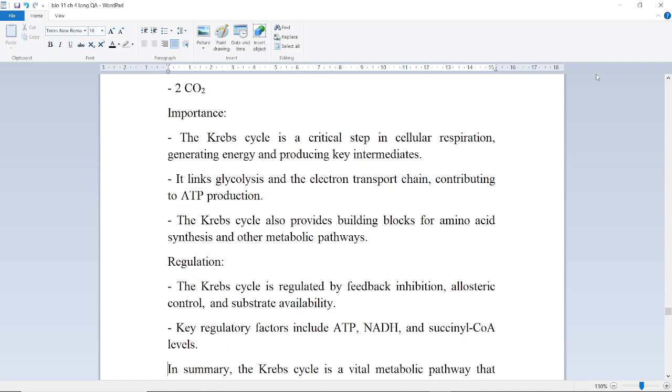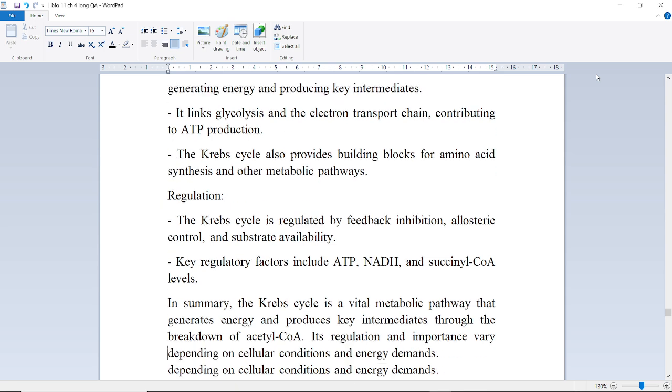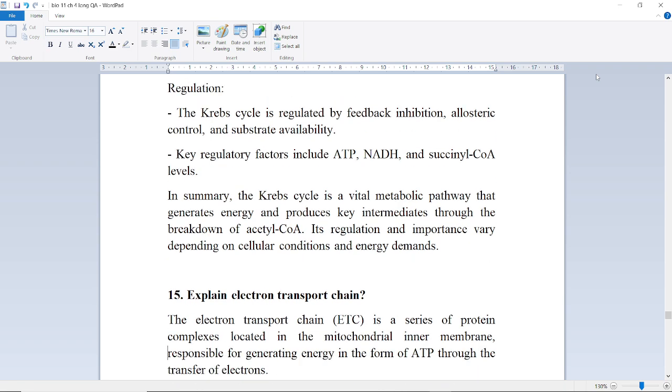Importance: the Krebs cycle is a critical step in cellular respiration, generating energy and producing key intermediates. It links glycolysis and the electron transport chain, contributing to ATP production. The Krebs cycle also provides building blocks for amino acid synthesis and other metabolic pathways. Regulation: the Krebs cycle is regulated by feedback inhibition, allosteric control, and substrate availability.